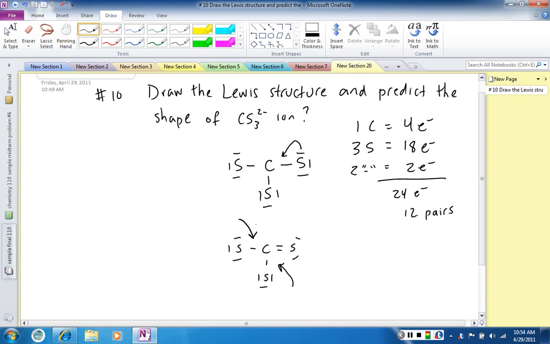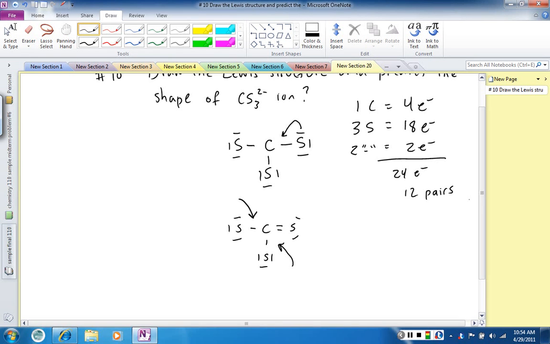So now that we have our Lewis structure, we can predict our molecular shape. The formula that we used to do this is our MXE formula. In this case, we have MX3. There's no lone pairs on our central atom, so there's no E. We have 3 bonded groups. In this case, they're sulfurs. So MX3 works out to be trigonal planar.